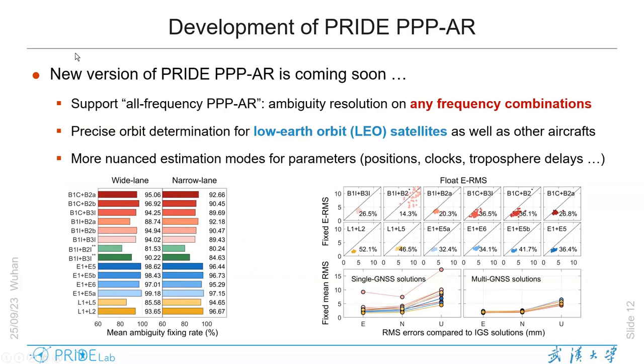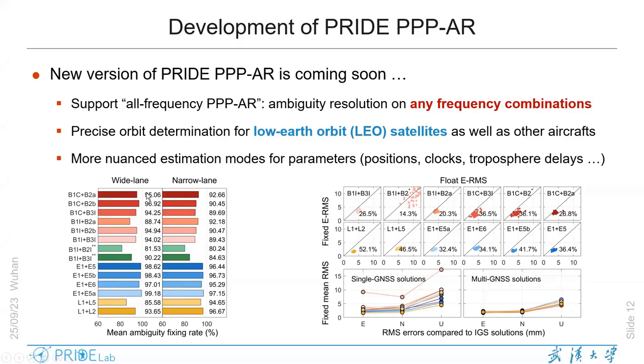So we anticipate that our new generation of PRIDE PPP-AR may be released by the end of this year, and I just can't wait to introduce you to some of its new features. And first and foremost, it will implement the concept and functionality of all-frequency PPP-AR, which means you can fix ambiguities on any combination of two frequencies of your choice. In our internal test results, the feature works quite well, as it can achieve similar fixing rates and positioning accuracy as the existing baseline frequency combinations.